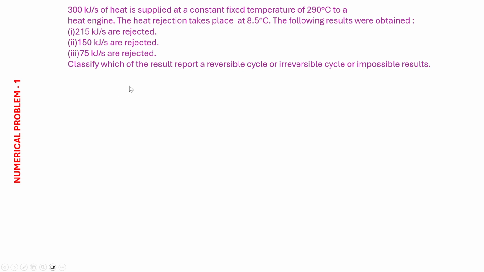Using the simple formula, we are going to deal with problem of this nature under the manner of Clausius inequality. So 300 kilojoule per second of heat is supplied at a constant temperature of 290 degrees Celsius to a heat engine. The heat rejection takes place at 8.5 degrees Celsius. The following results were obtained. 215 kilojoule per second are rejected, 150 kilojoule per second are rejected, 75 kilojoule per second are rejected. Totally, there are three cases. For these three cases, we are going to recommend whether the process is reversible, irreversible, or impossible, right?